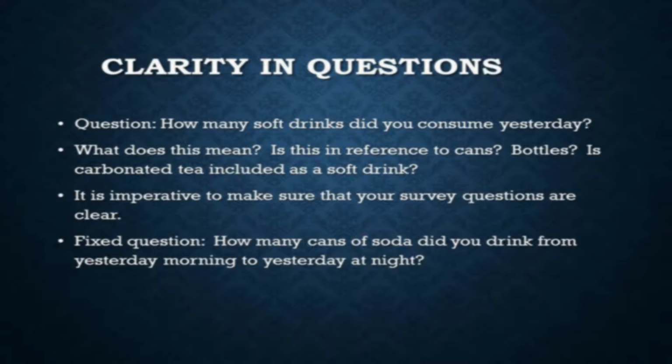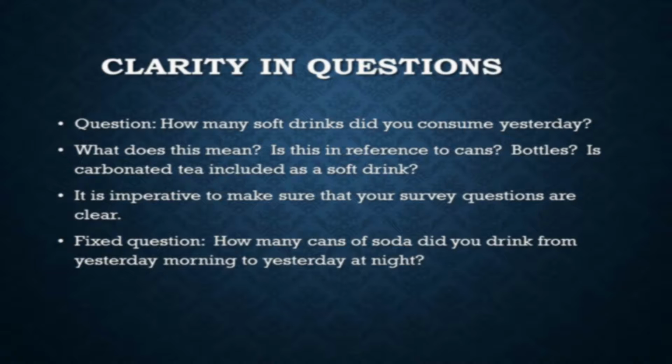If we go to the bottom, it's a fixed question here. How many cans of soda did you drink from yesterday morning to yesterday at night? I still don't love the question, but it is fixed. It's a little bit more specific here. Additionally, I don't know what a drink is from a quantitative standpoint. 8 ounces, 12 ounces, 18 ounces. At least at the bottom, I've asked about cans of soda. A can is something people can visualize, and so they're more appropriate for answering. The question itself is more appropriate for answering.